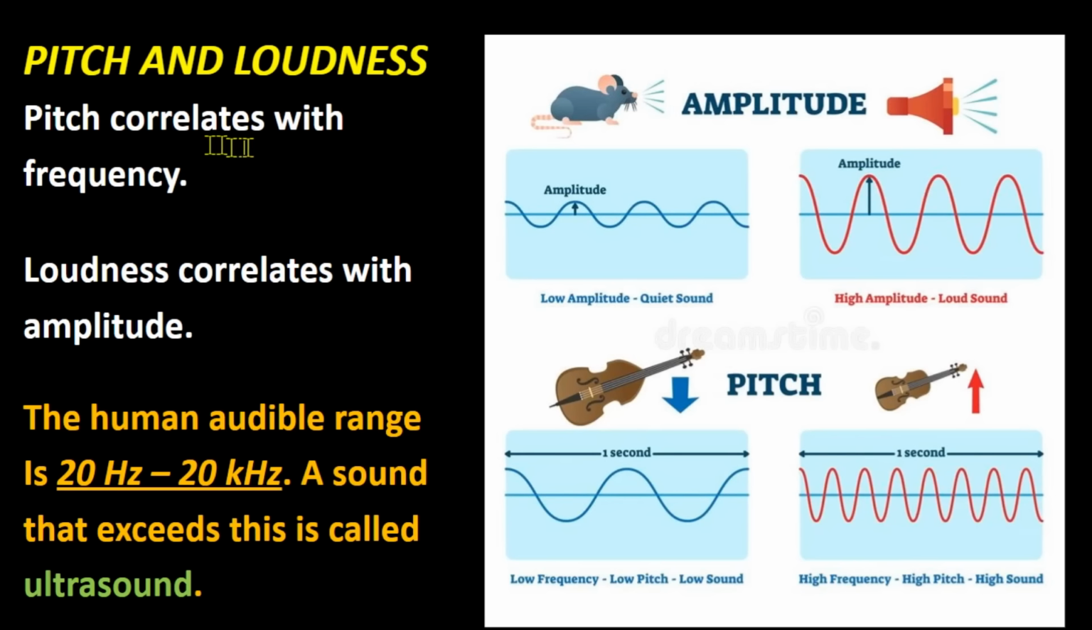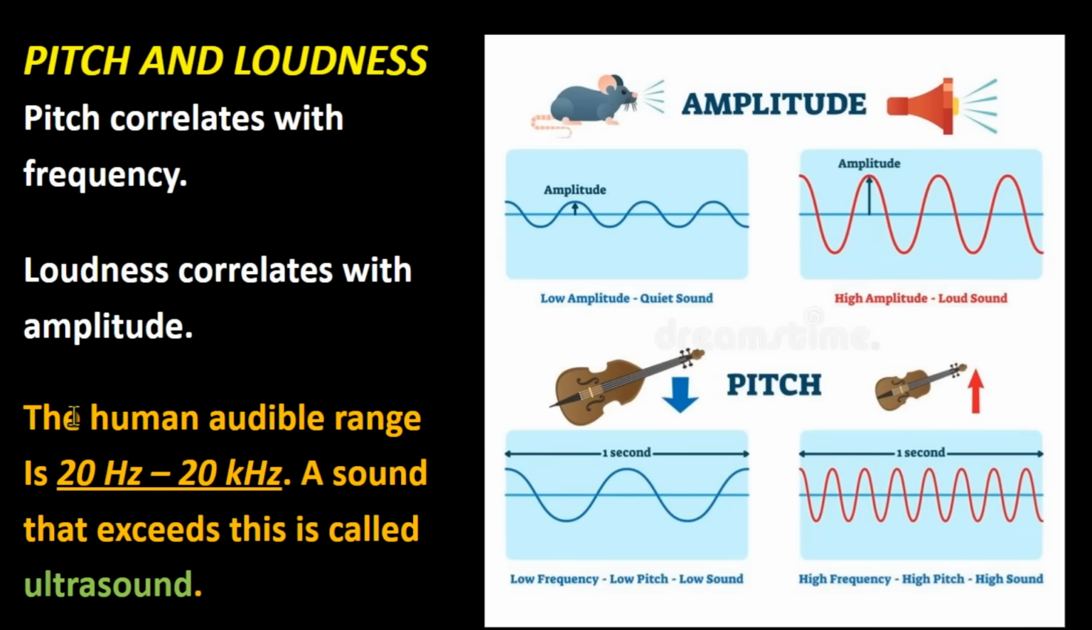Pitch correlates to frequency, and loudness correlates with amplitude. Now here we can see what a high amplitude sound would look like. This would be a very loud sound. Pitch: high pitch and low pitch. High pitch, high frequency; low pitch, low frequency.